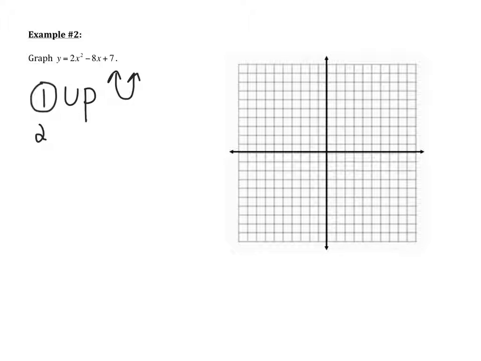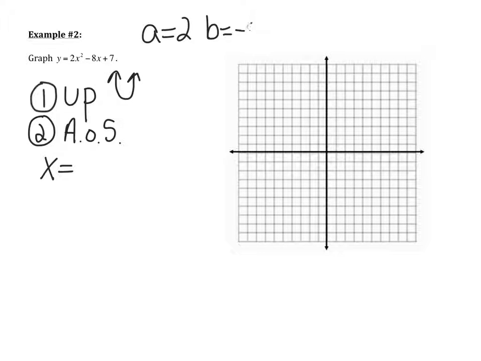The second thing we need to find is the axis of symmetry. So the a.o.s. We do that by doing negative b over 2a, which remember is an equation of a line. So we have x equals. Our a value is 2. Our b value is negative 8. And our c value is 7.